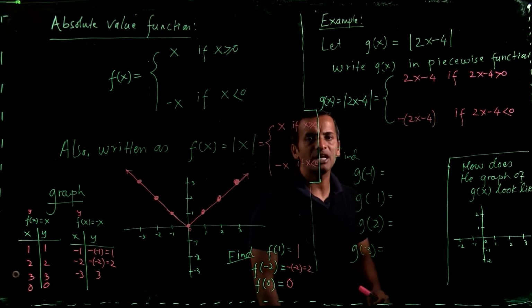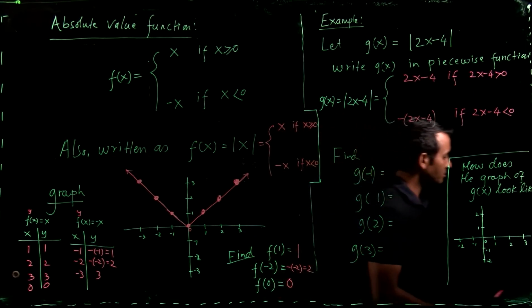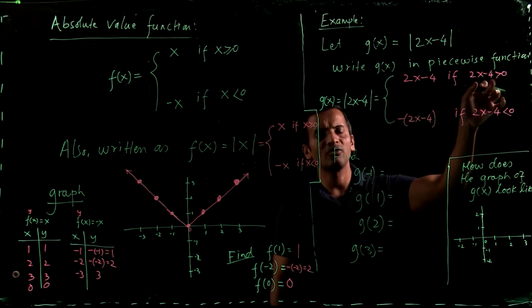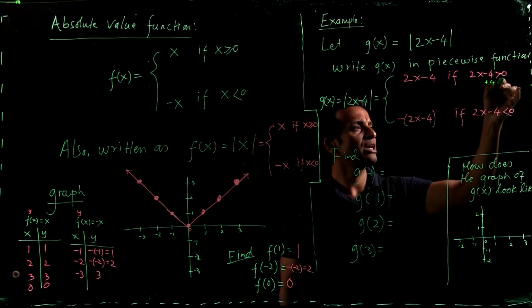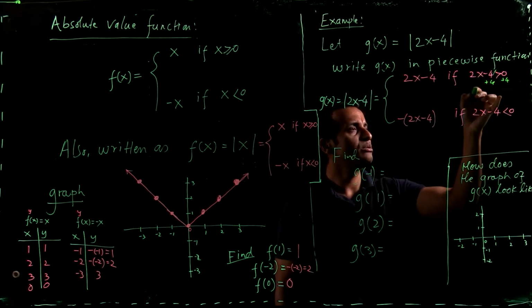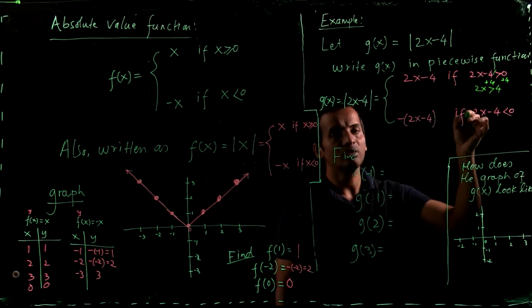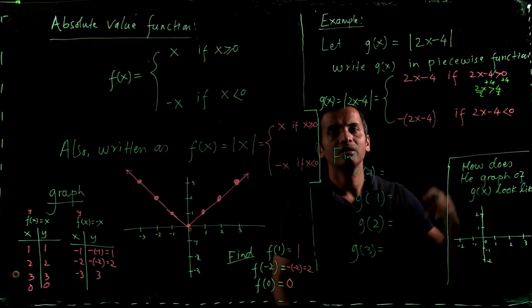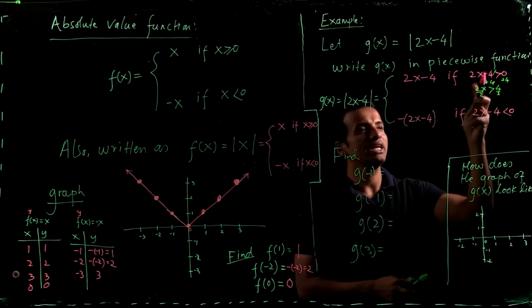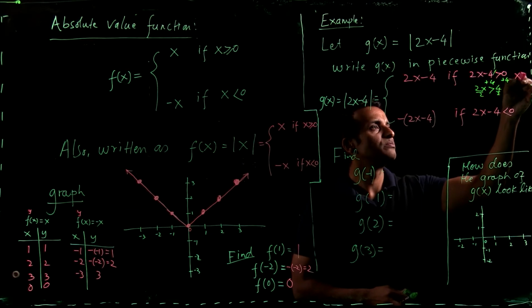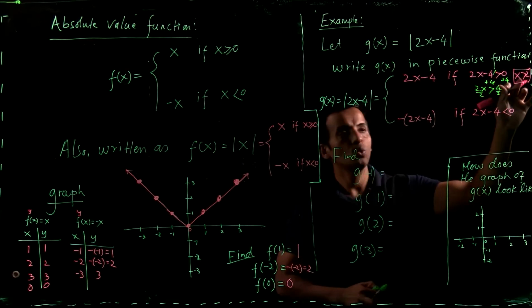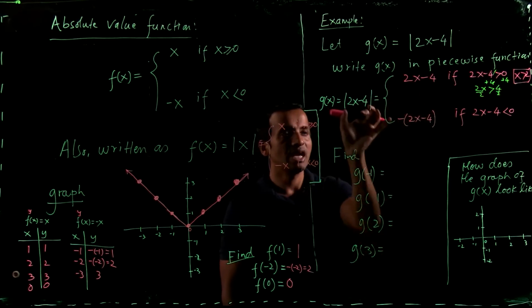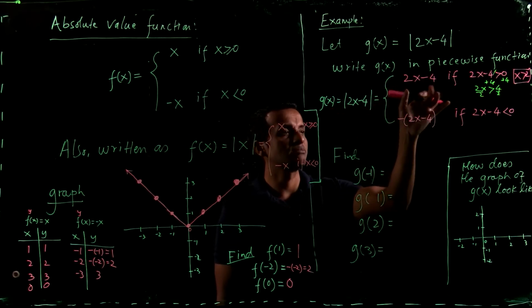So what do you mean by 2x minus 4 is positive? Let's see that. 2x minus 4 positive means you want to solve for x. What do you get? You add 4 on both sides, and then that will cancel. You'll get 2x is greater than 4, right? And divide by 2. So if you divide by 2, you'll get x greater than 2, right? So 2x minus 4 positive is the same as x greater than 2. So when x is greater than 2, the value of the absolute value function is 2x minus 4.